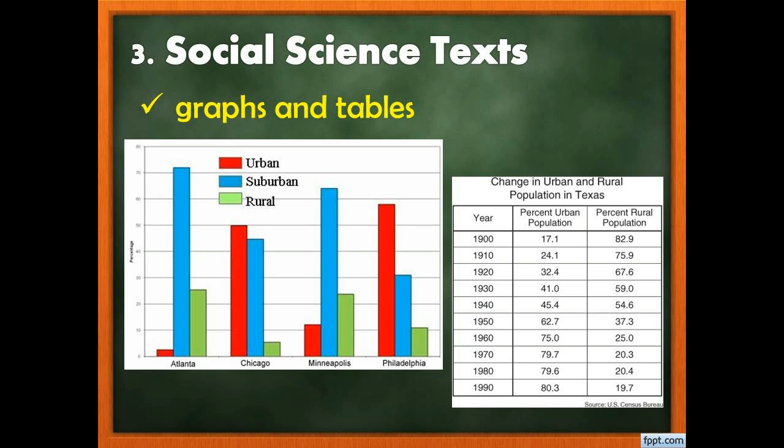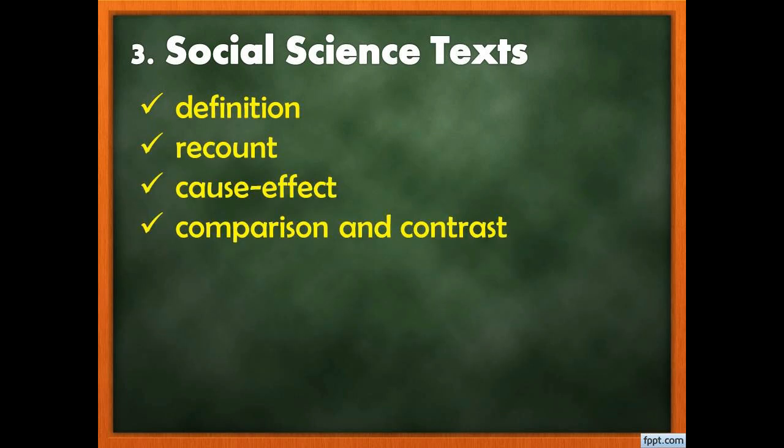Graphs like bar graphs, pie graphs, and line graphs, as well as tables, are common features of social science readings. Therefore, knowing how to analyze and interpret graphic data is a big advantage. The text structures that are common in social science readings are definition for jargon, recount of a historical event, cause to effect of an economic situation, and comparison and contrast for political matters.